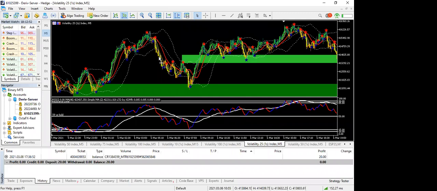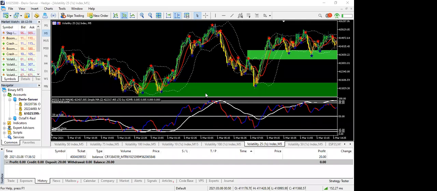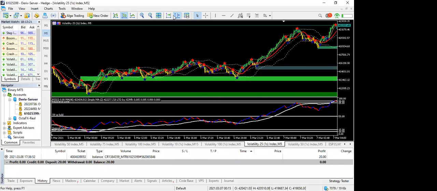Let's get our entry point. If you look at 15 minutes also, you can see it is the same. Look at here. The MAs crossed. Look at the star, the trigger star. This is a support zone. And look at it, what happened? Boom, it went up. That's how we do it.